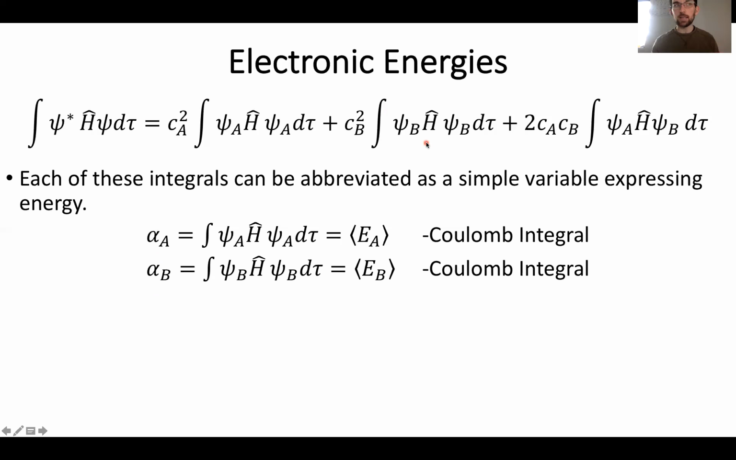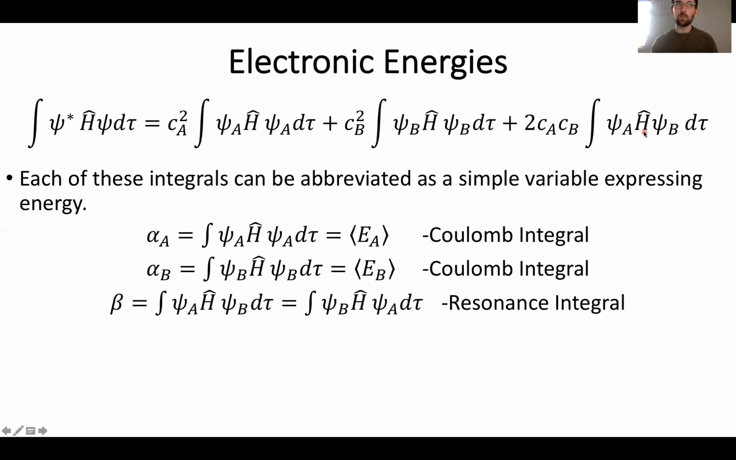Now we can do the exact same process for B. And it gets a little bit more messy when I'm going with this mixed state, because that isn't an expectation value. It's kind of describing the energy of a mixed system. So we're going to describe this as a resonance integral. And again, because the Hamiltonian is Hermitian, it doesn't matter which order we're applying the Hamiltonian. So this will be a symmetric form, and we're going to describe it with beta.